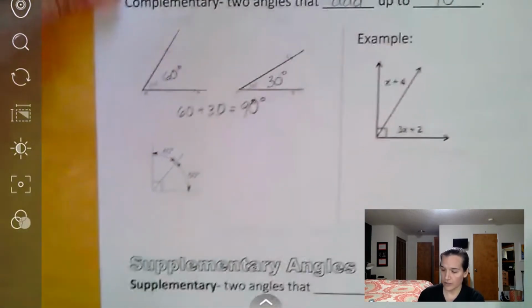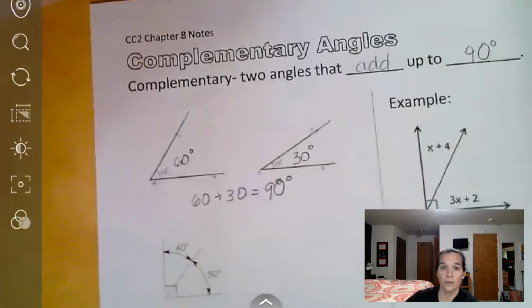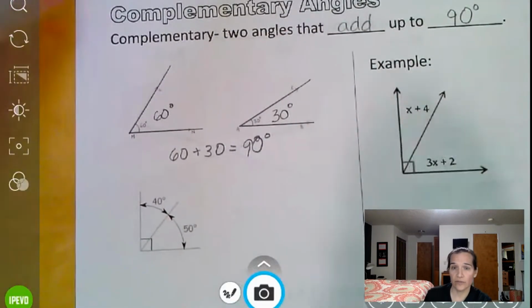Notice the ones down here. Let's see if we can zoom in a little. One of the angles is 40, one of them is 50.